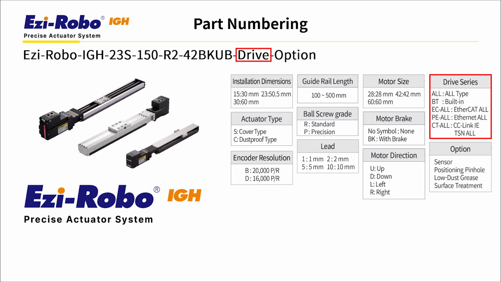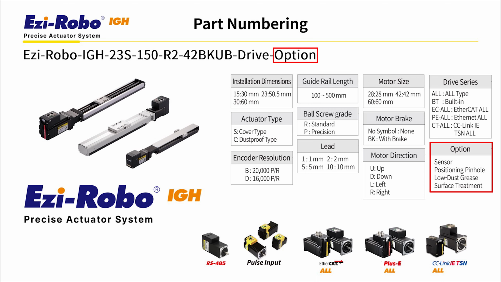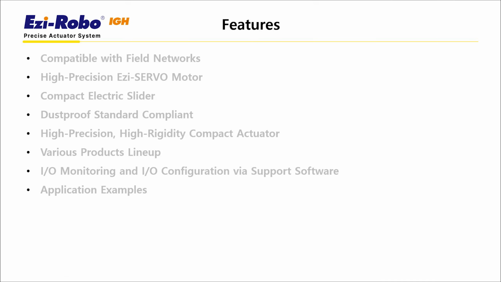Drive types. There are 5 types of drives available, all types supporting RS-485 communication. Built-in type for pulse control. EtherCAT, all types supporting EtherCAT communication. Ethernet, all types supporting Ethernet communication. CC-Link IE TSN, all types supporting CC-Link IE TSN communication. Options. Optional features include sensors, positioning pinholes, low dust grease, and surface treatment.